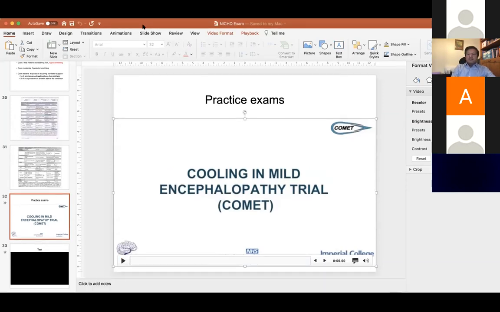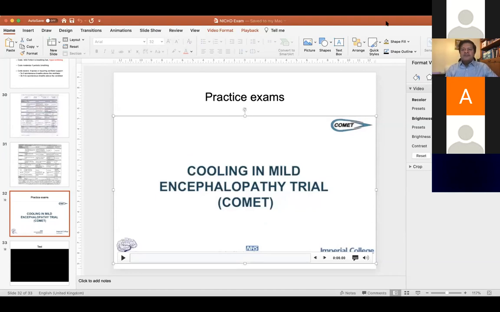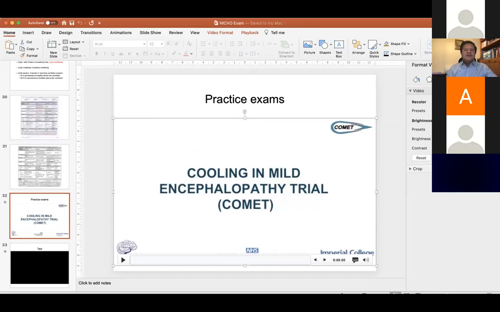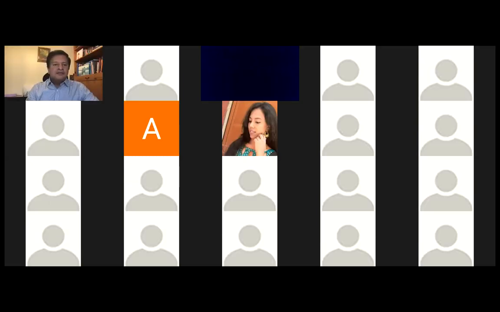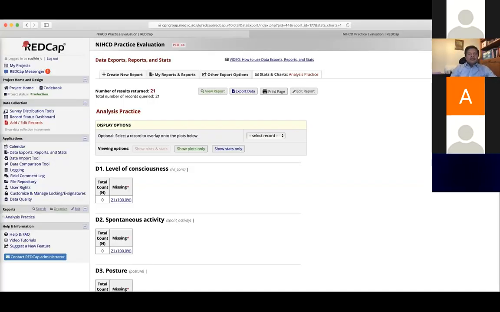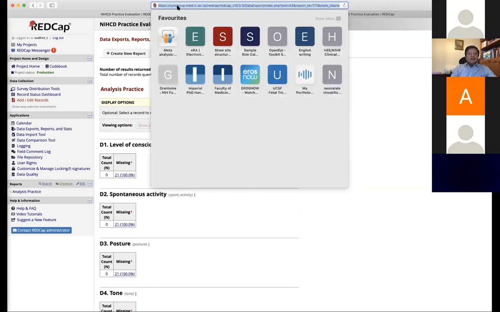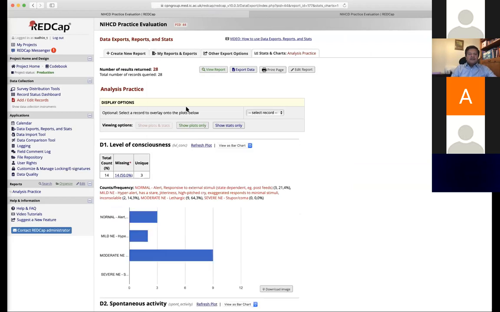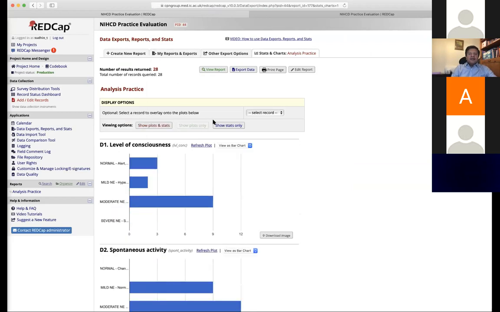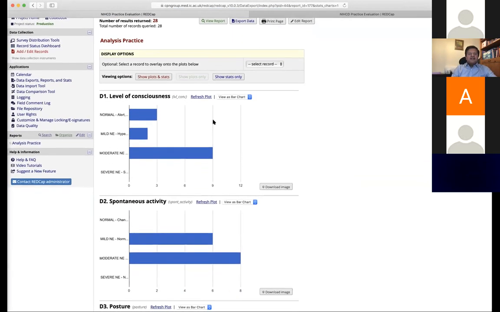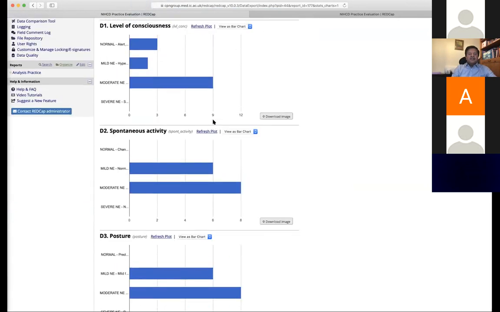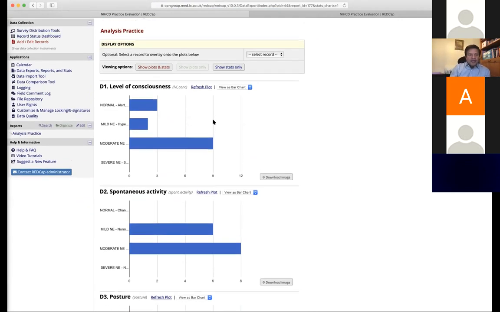Okay, so now let's look at the responses. I think we've got quite a few responses now. Can you see my screen? I'll just go through how you scored this baby. So level of consciousness, most of you scored this baby as moderate.